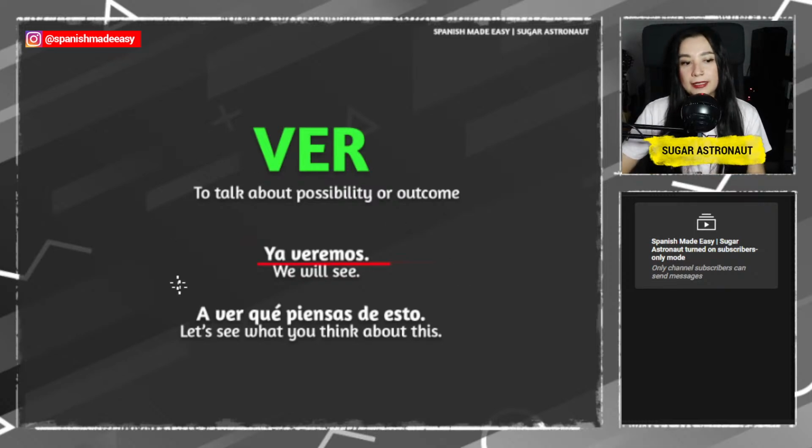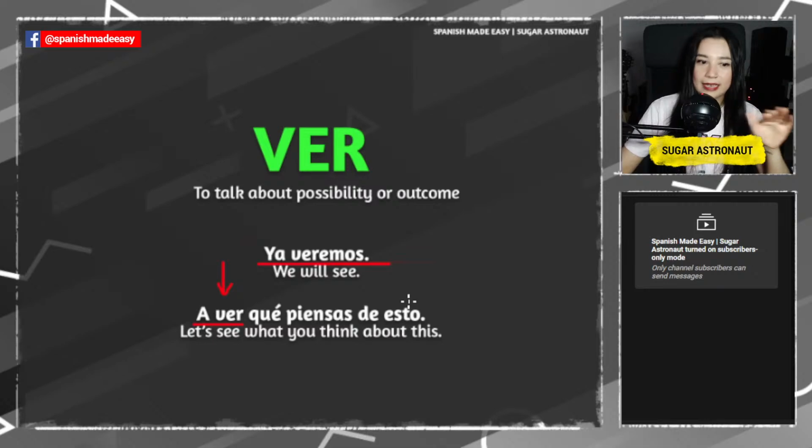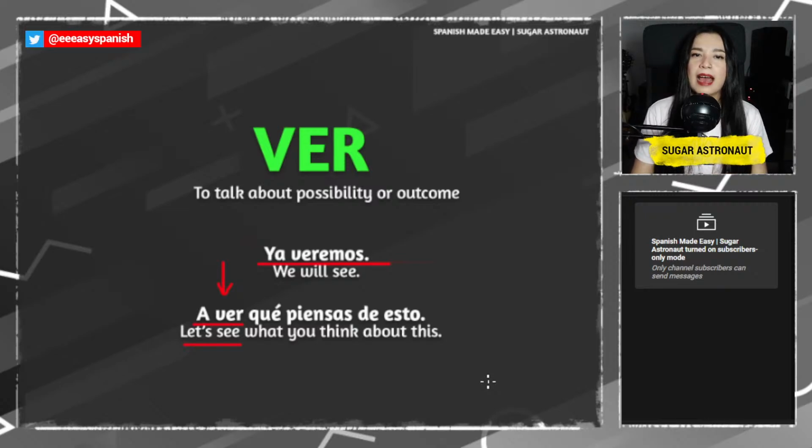Another example is a ver. A ver. This is a very useful phrase, by the way. A ver. Okay? So again, that means let's see. A ver, ¿qué piensas de esto? So this means, let's see what you think about this. Okay? So if you want someone's opinion, you can say, a ver, ¿qué piensas? Let's see what you think. So that's a very, very useful use of this verb.